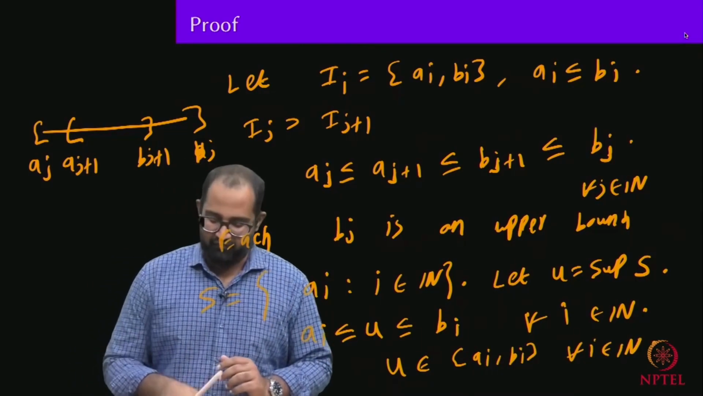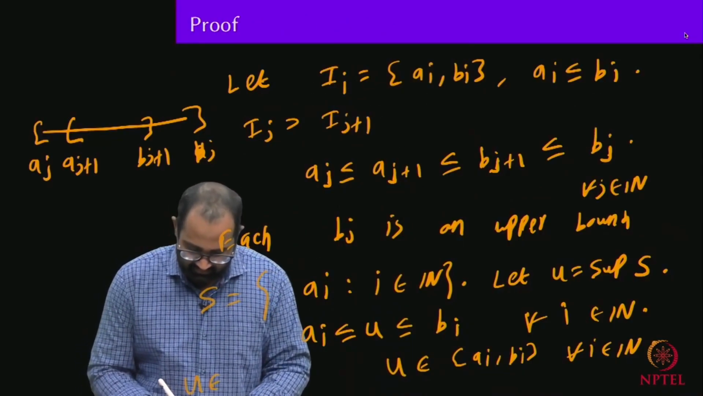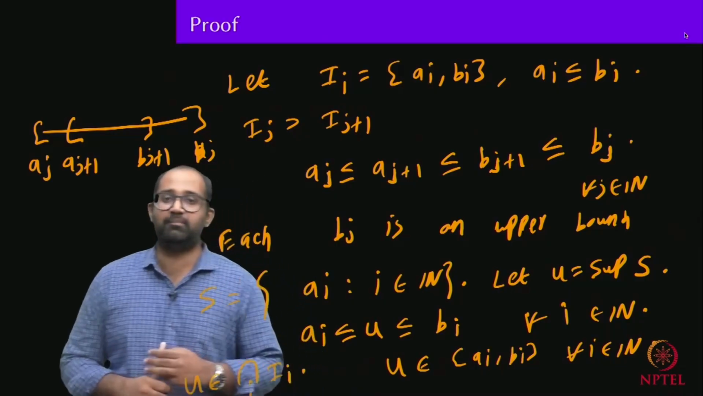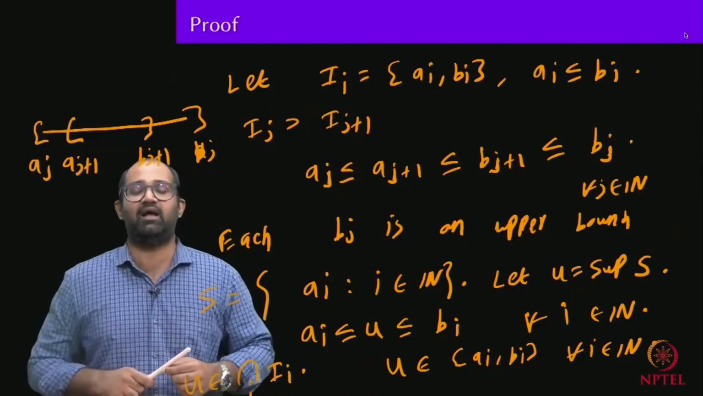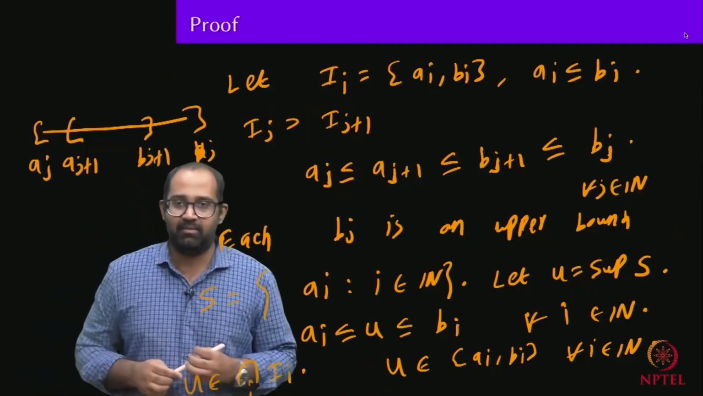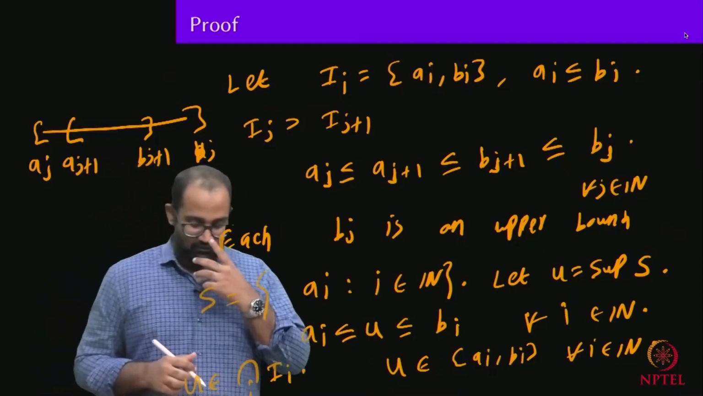That means we have found the candidate element u in the intersection over i of I_i. So this particular supremum, whose existence is guaranteed by completeness, is that element which will be there in the intersection of every single I_i.